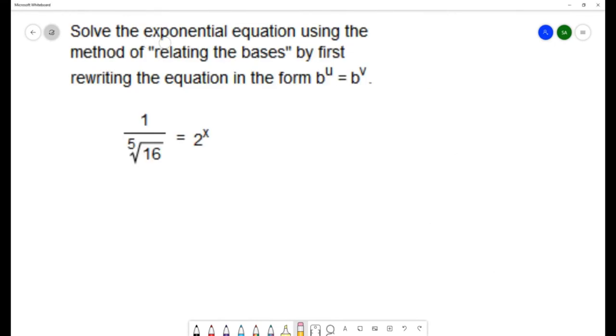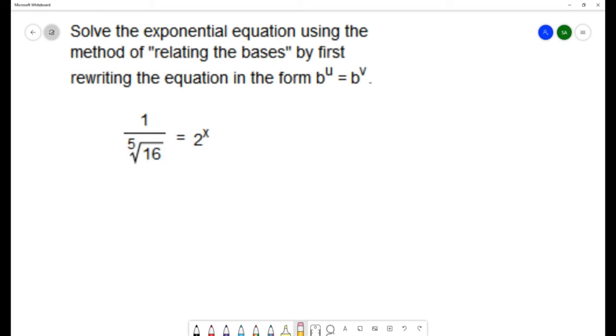Solve the exponential equation using the method of relating the bases by first rewriting the equation in the form b to the u equals b to the v. The equation we're working with is 1 over the fifth root of 16 equals 2 to the x.